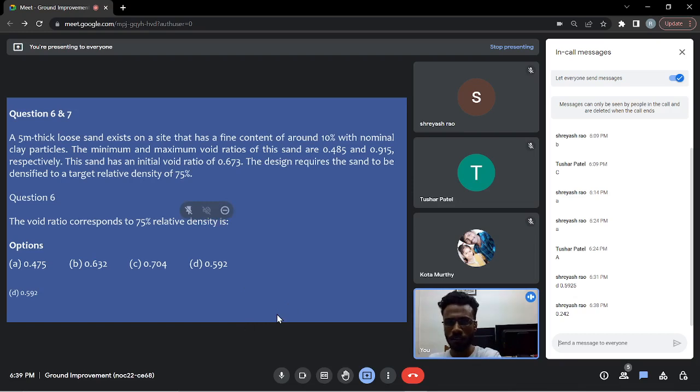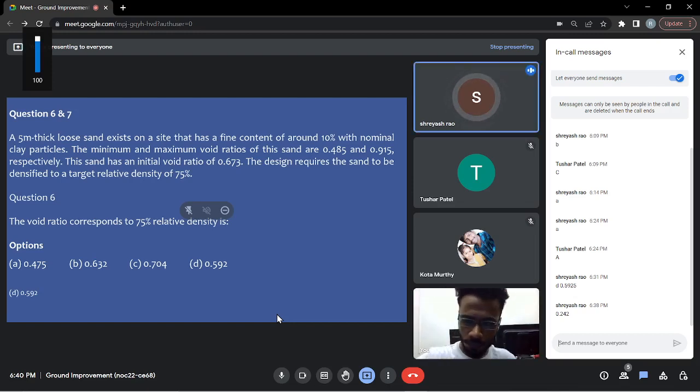So Shreyash, you may want to tell how you solved that? Only if you are comfortable, no problem. Anyone else with some other answers for relative density and subsidence? Yeah, Shreyash, the one with the relative density, right?